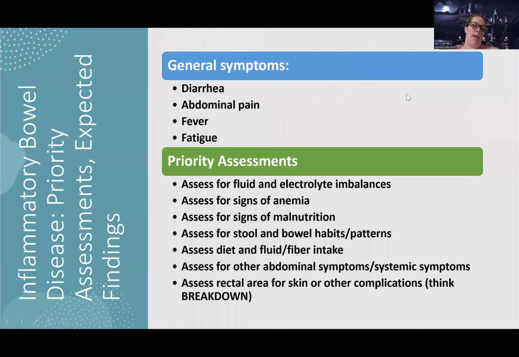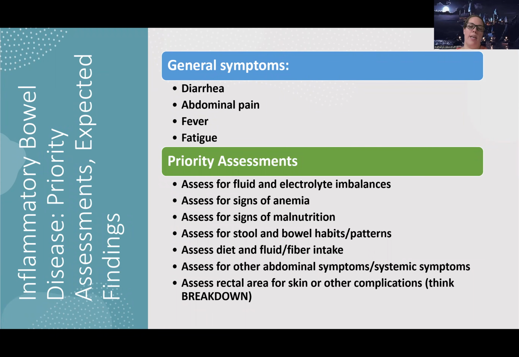All right. So general symptoms that we're going to experience with inflammatory bowel. This goes for both Crohn's and ulcerative colitis: they can experience diarrhea, abdominal pain, fever, fatigue. So kind of those general GI discomforts and inflammatory symptoms.